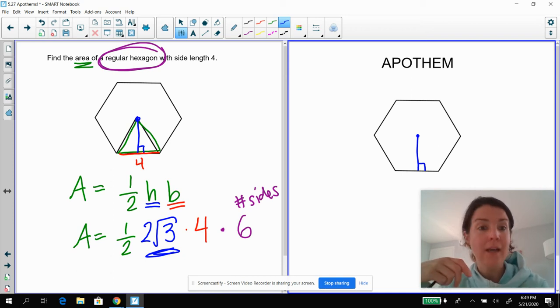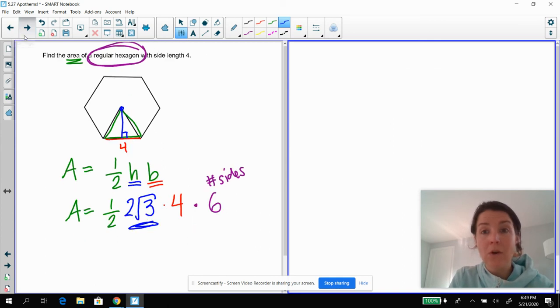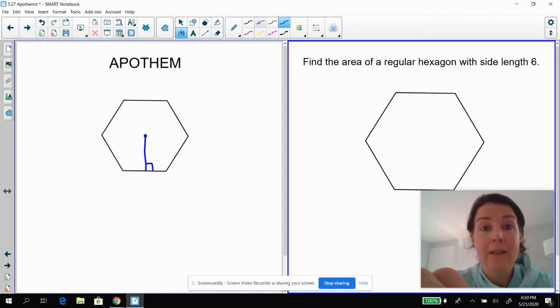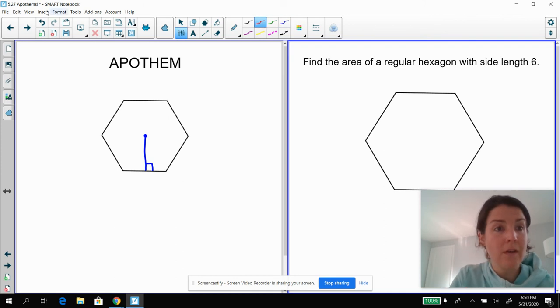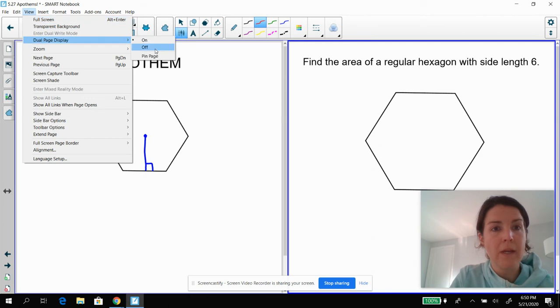And if you see on the left-hand side of your screen, that apothem is the height of your equilateral triangle. So they are the same thing. But the apothem comes into play here, and it's really, really helpful when you're doing these kinds of problems. So the apothem, if we are trying to find the area of a regular hexagon with side length 6, so let's do this here. I'm going to turn this off. So view, dual page display off.